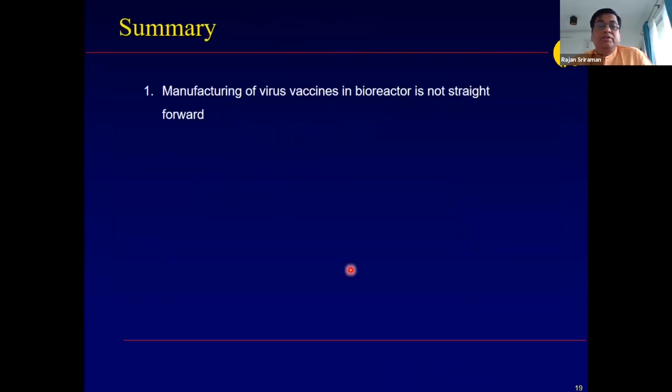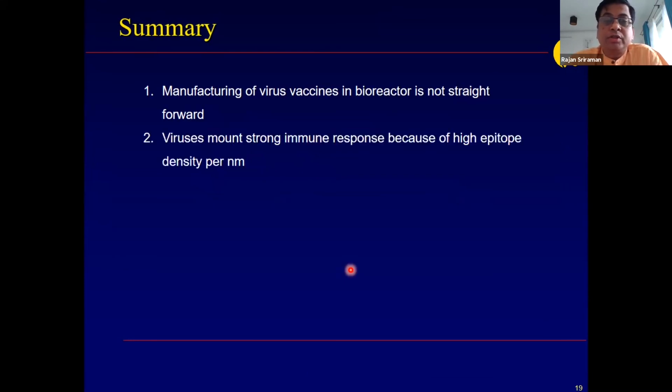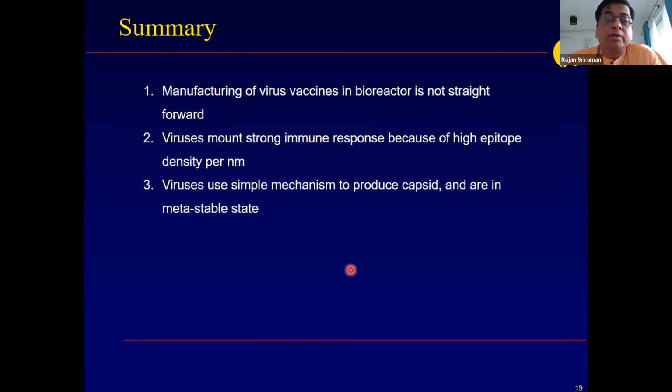Now, to summarize, the manufacturing of vaccine in bioreactor is always not very straightforward. And I hope that is not the message that is going across, that a bioreactor is good for all biotherapeutic manufacturing. And the viruses mount very strong immune response because of very high epitope density per nanometer.